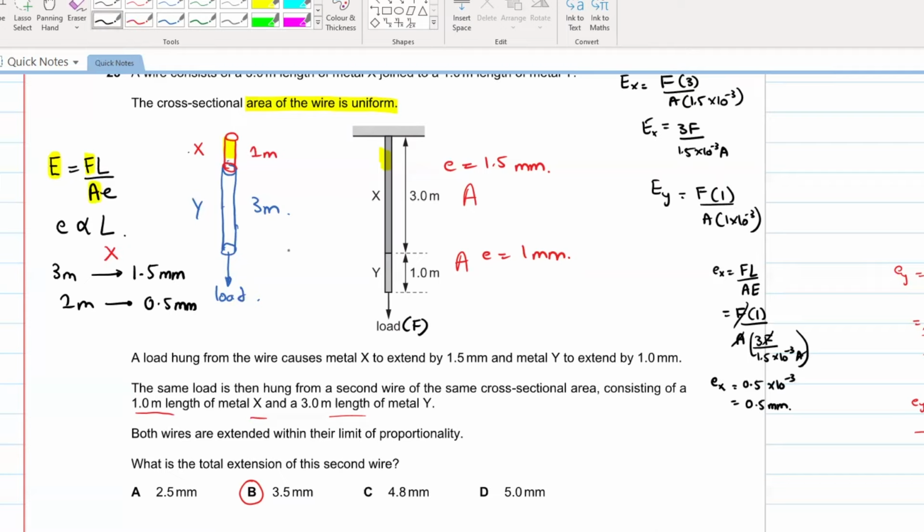If 1 meter length of Y is extending by 1 millimeter, 3 meters will expand by 3 millimeter. Total extension will be 3 millimeter plus 0.5 millimeter, that is 3.5 millimeter.